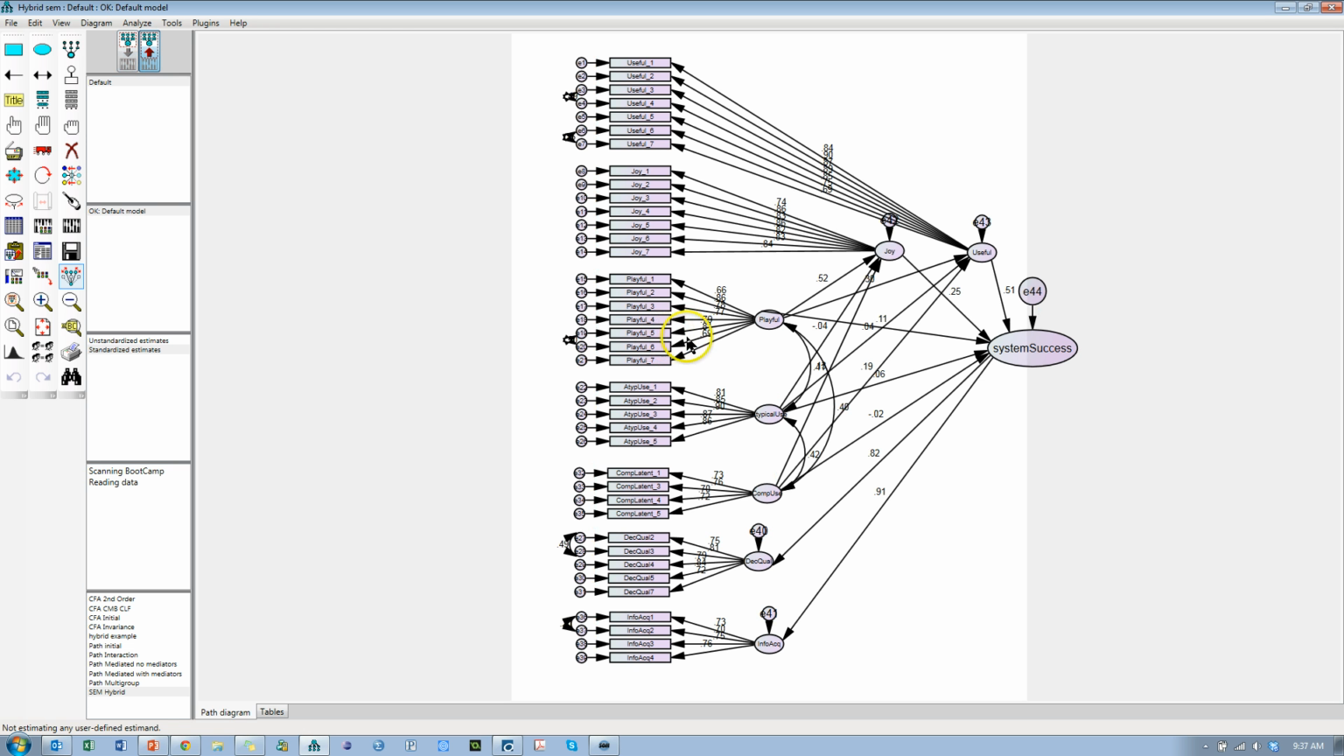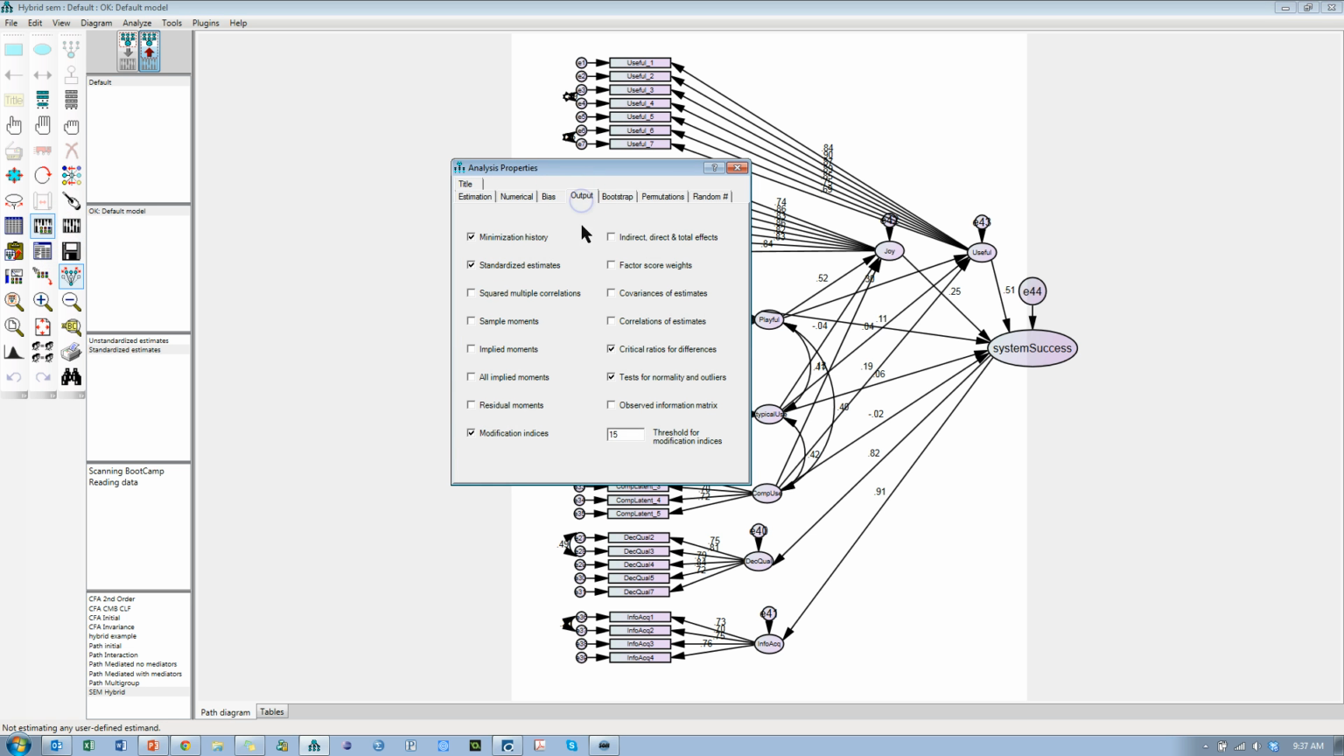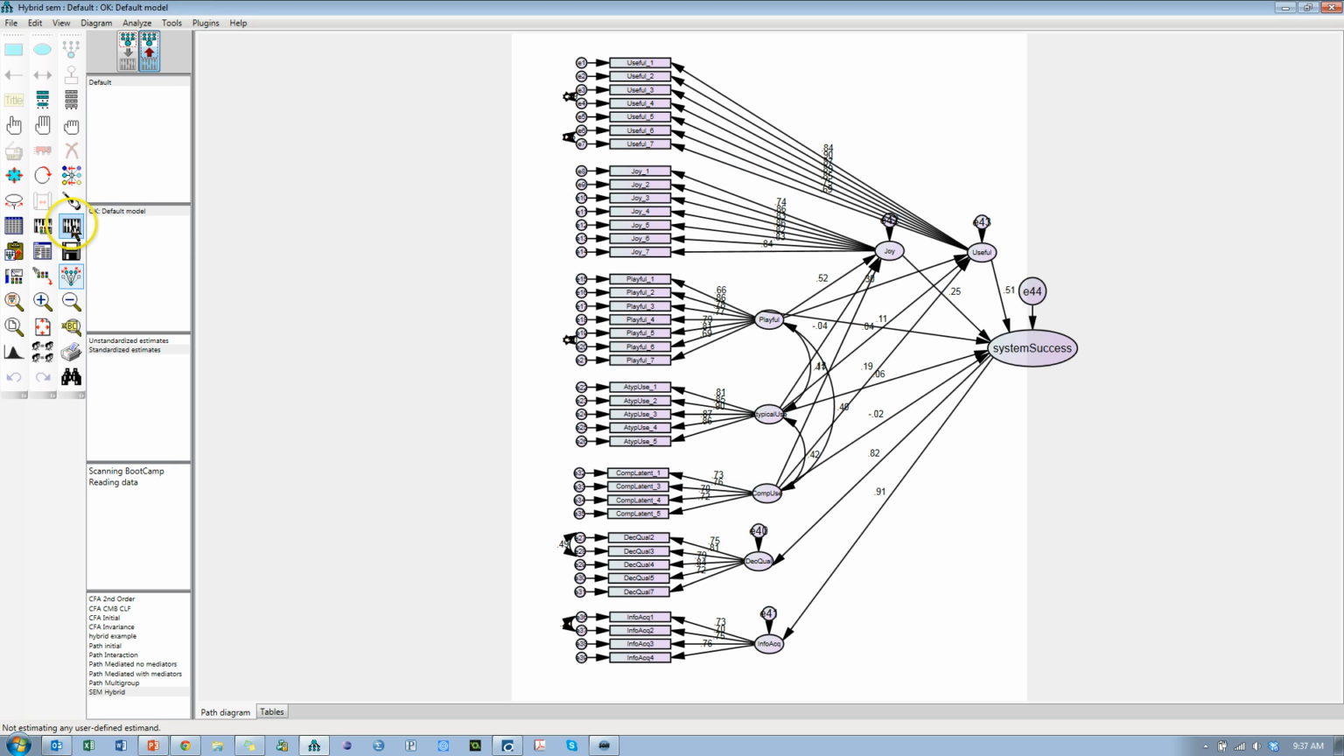It ran, and it looks fine. And here are the effects. And if I want the R squares, I can use squared multiple correlations. Right here, squared multiple correlations. Check that. And run it again.